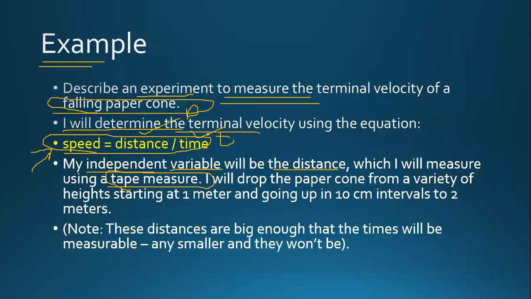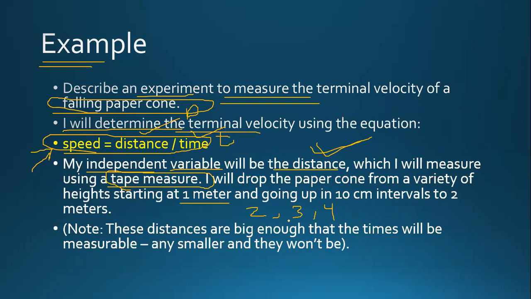My dependent variable, what will it be? Now what are the independent variable and dependent variable? I told you that the independent variable is the one that you are changing yourself, whereas the dependent variable is the one that changes with it. So my independent variable will be the distance, which I would be changing myself, which I will measure using the tape measure. I will drop the paper cone from a variety of heights, starting at 1 meter, then I'll go up to 2, then 3, then 4.